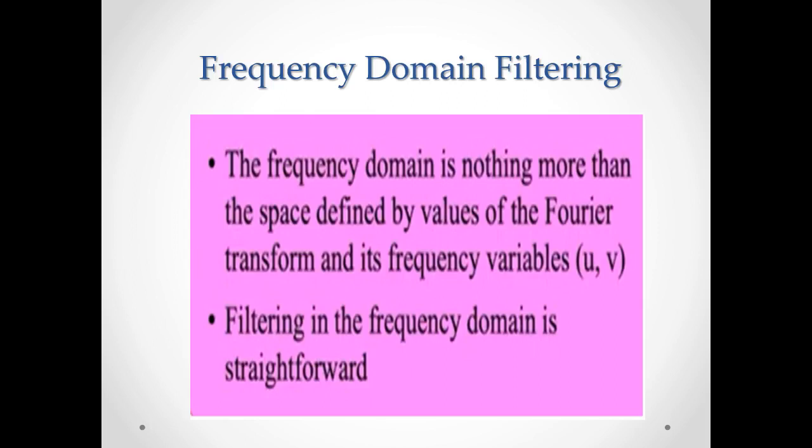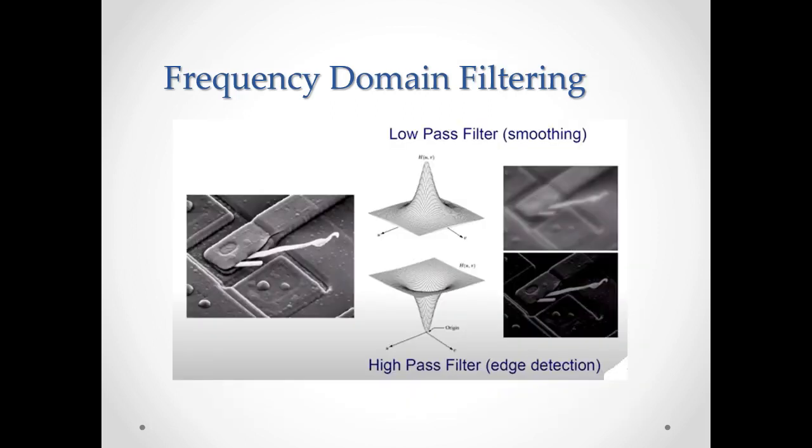In frequency domain, once we apply the filter, the change will occur on the entire image at a time. Coming to the types of filter, there are two types: first type is low pass filter and second type is high pass filter. The low pass filter removes all the high frequency components from the image, only keeping the low frequency components, whereas the high pass filter removes low frequency components from the image and only keeps high frequency components.